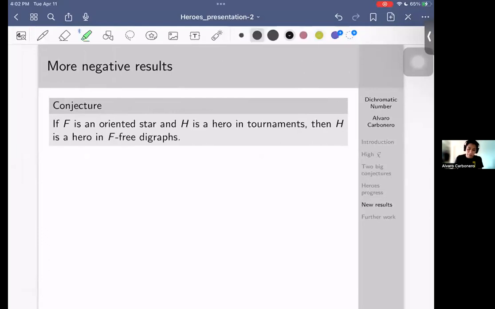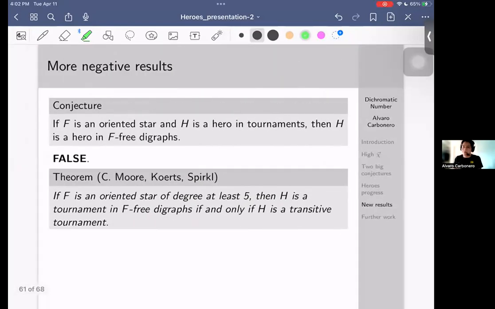So remember, we pondered the idea of whether maybe if we were to remove the condition of being disconnected, the conjecture would work. So maybe the conjecture works for oriented stars. And what we show is that that's not true. Again, a result by the same group. We proved that if F is an oriented star of degree at least 5, then H is a hero in every F-free digraph if and only if H is a transitive tournament.